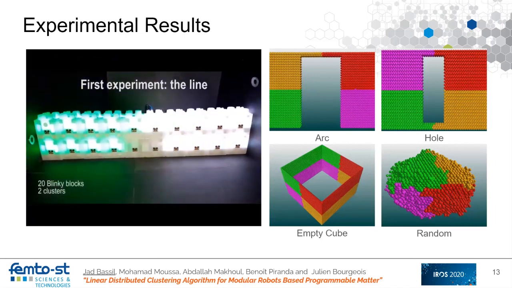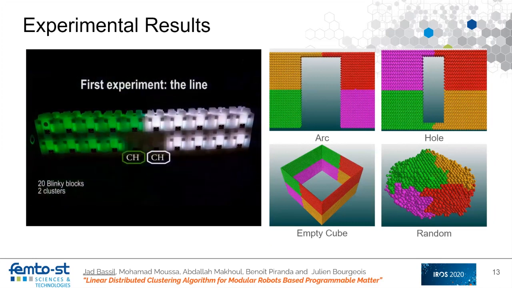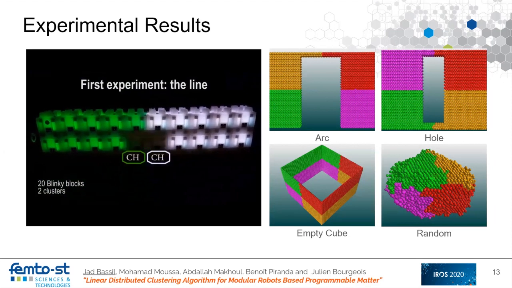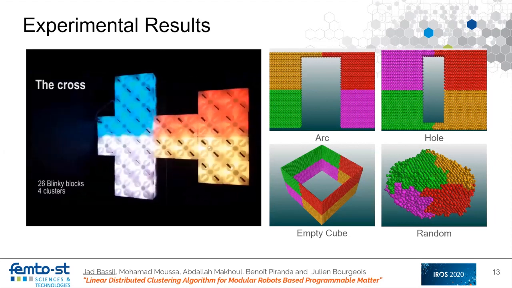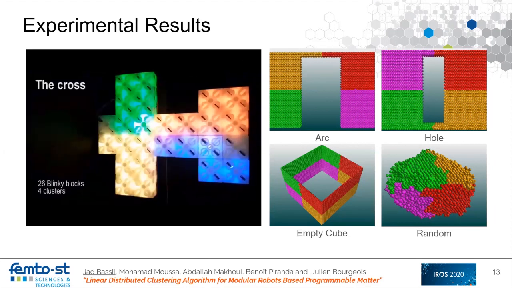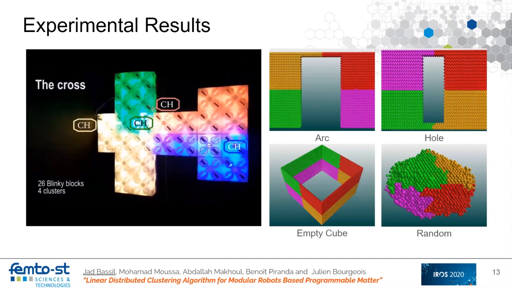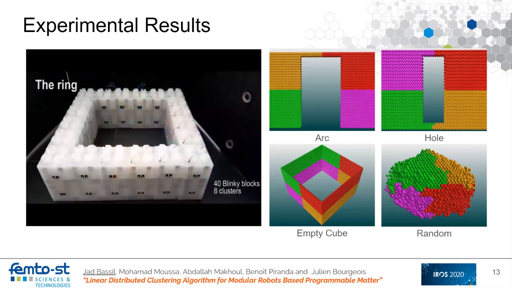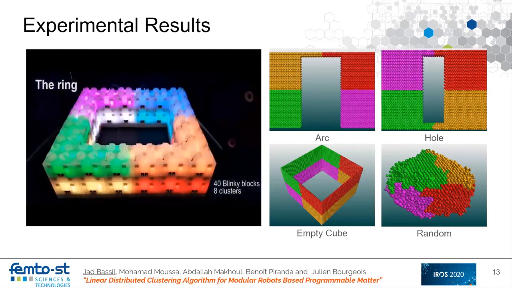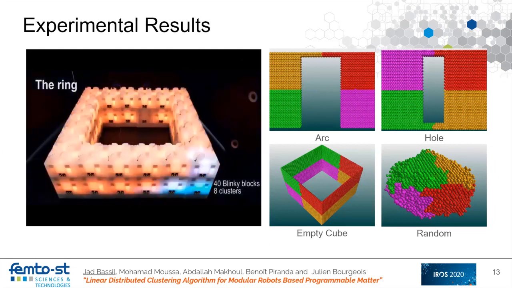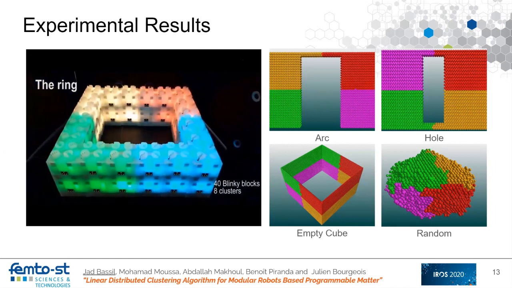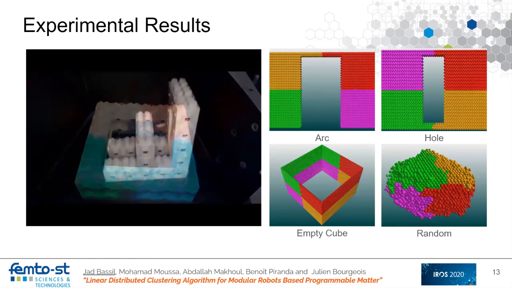The video on the left shows the execution of our algorithm on Blinky Blocks with different shapes and different numbers of modules. The blocks change their colors according to the steps of the algorithm. At the end of each step, the cluster heads, which are the modules on the roots of the cluster trees, are blinking to be easily spotted.